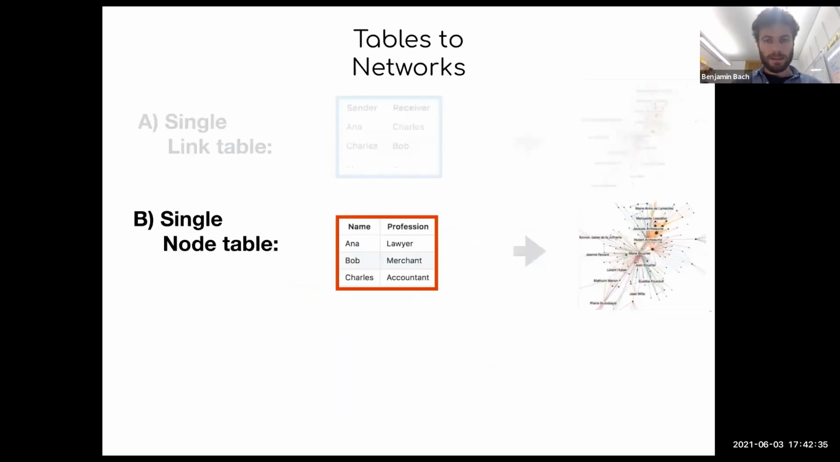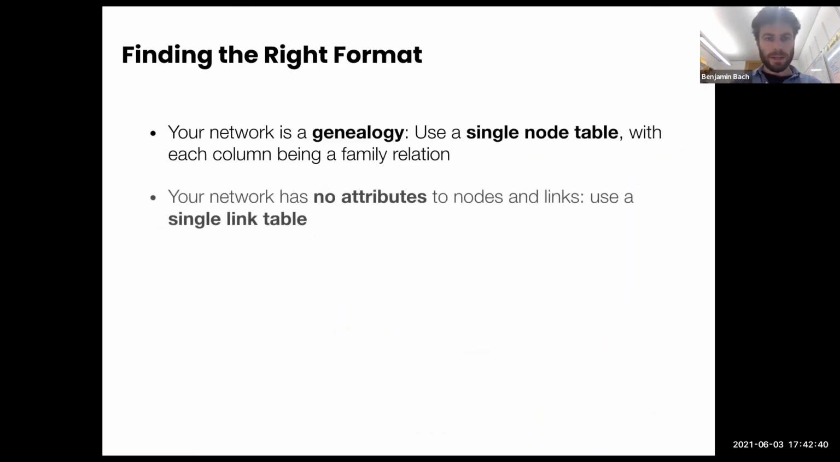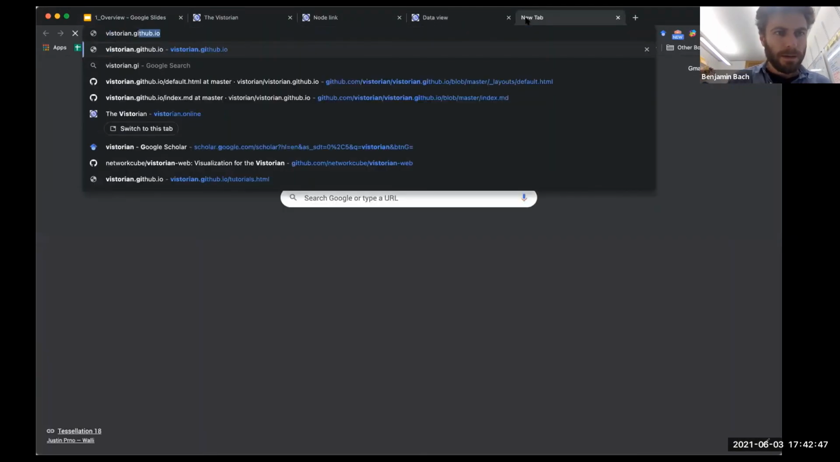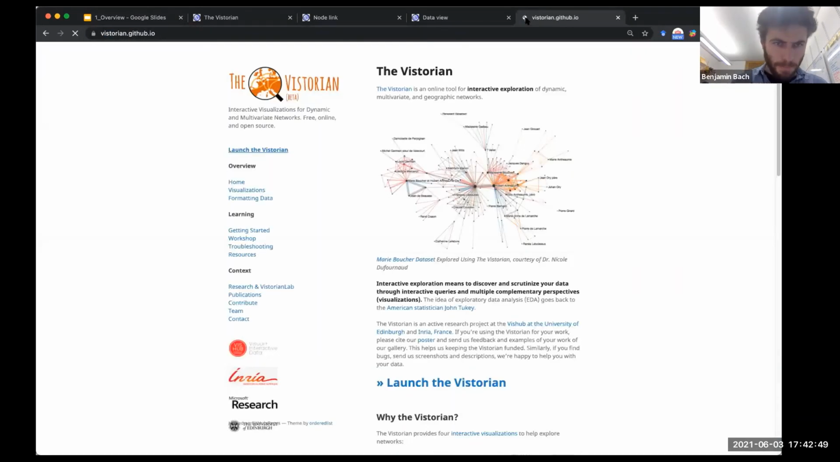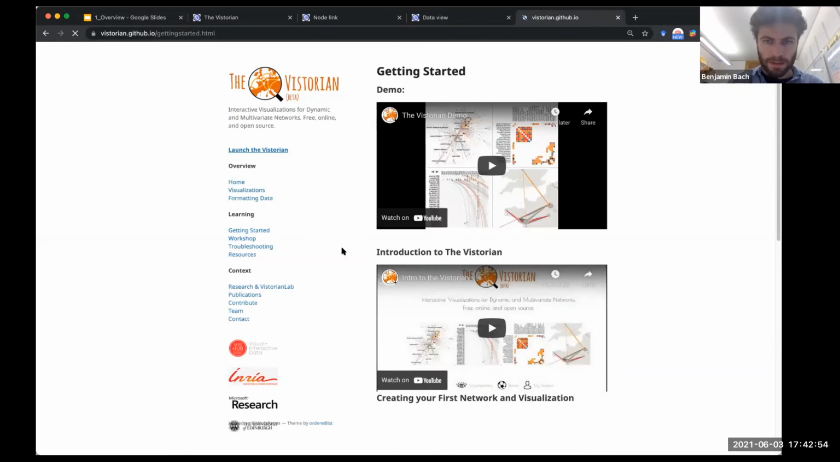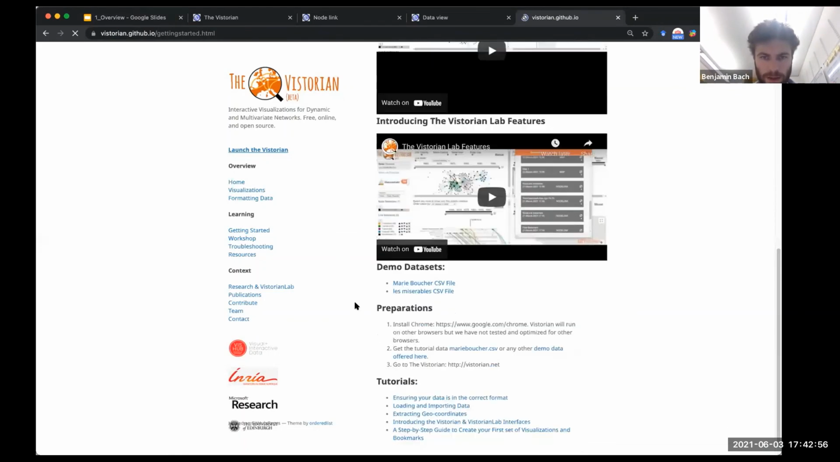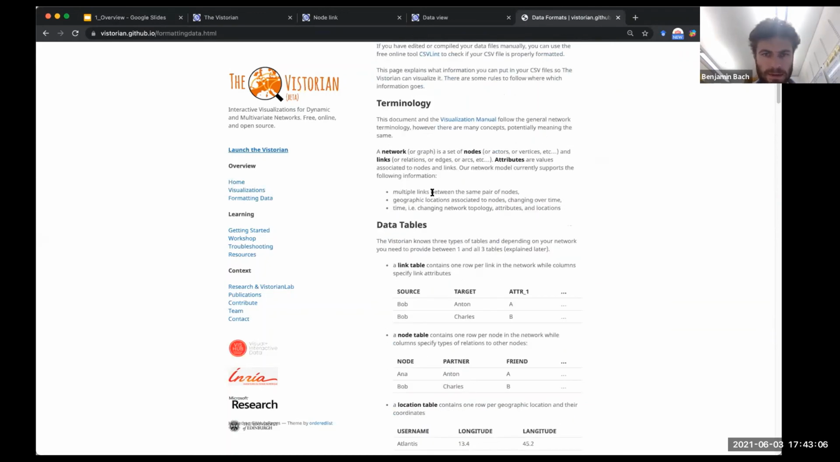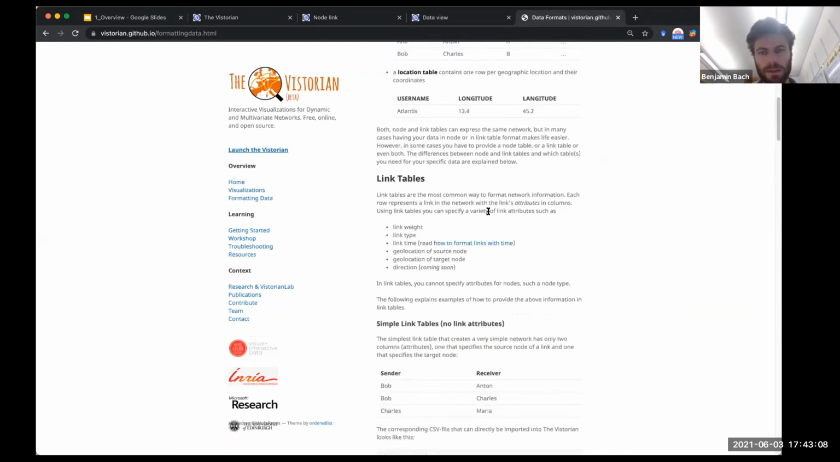So that's basically the quick overview over data formatting. You can find, again, all this information on our website. There is a link. It is the Getting Started. We have a couple of videos, and we also have tutorials here. And one of them is on loading and importing data, so ensuring your data is in the correct format. And it basically walks you through all these tables that I just mentioned to you.